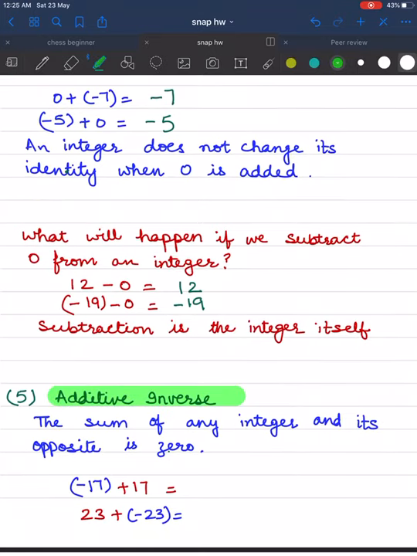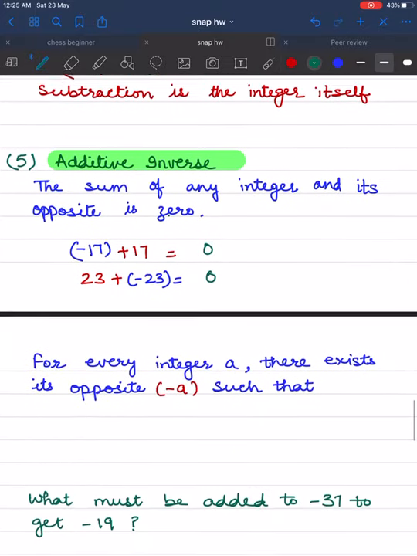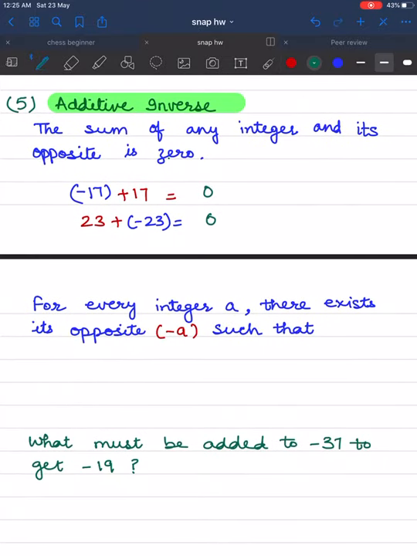Now the sum of any integer and its opposite is 0. For example, minus 17 plus 17 is 0. 23 plus minus 23 is 0. In general, for every integer a, there exists its opposite minus a such that a plus minus a is equal to 0, or minus a plus a is equal to 0. Thus, an integer and its opposite are called the additive inverse of each other.